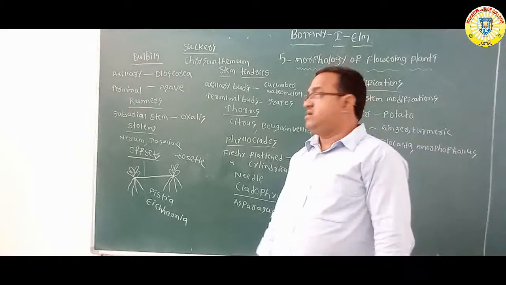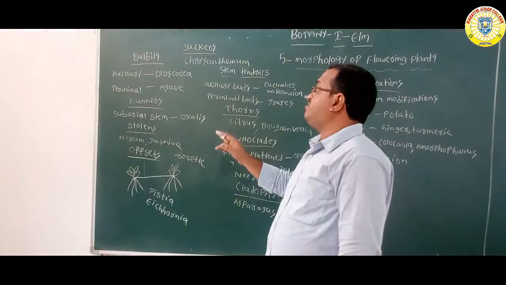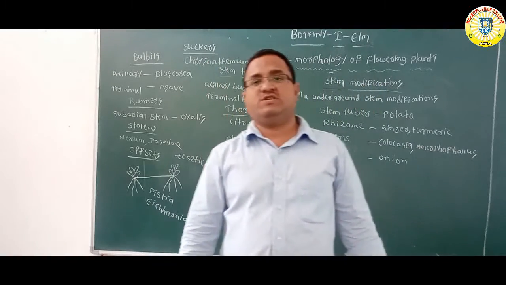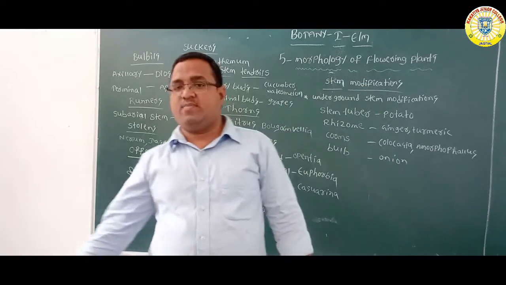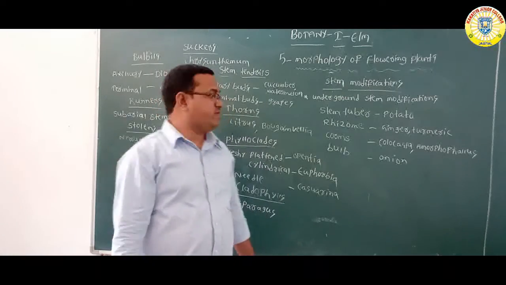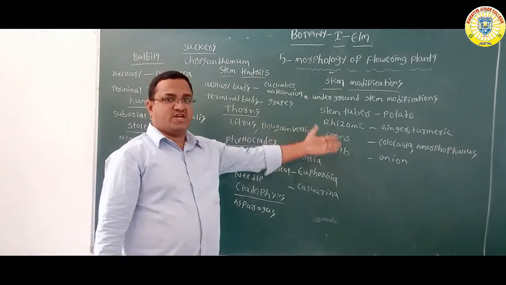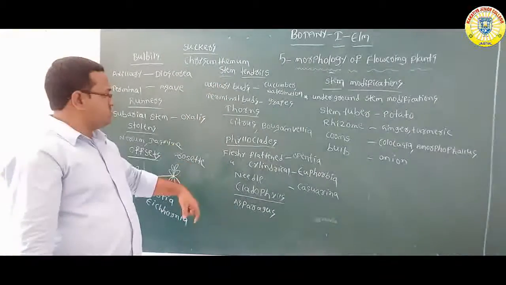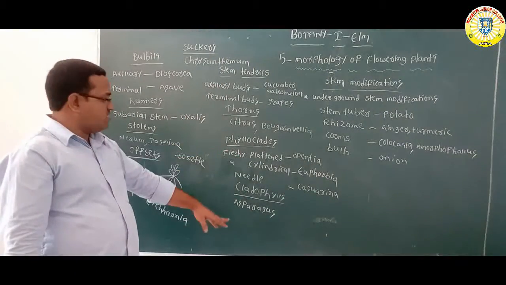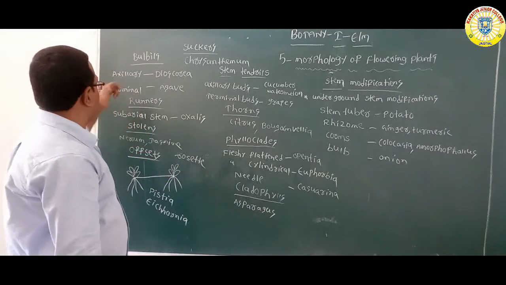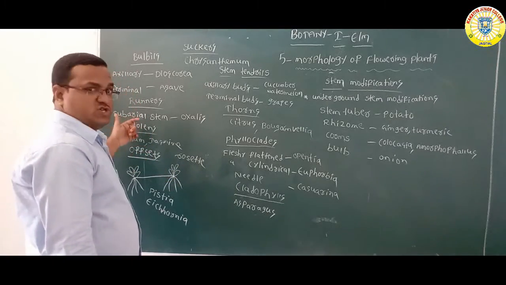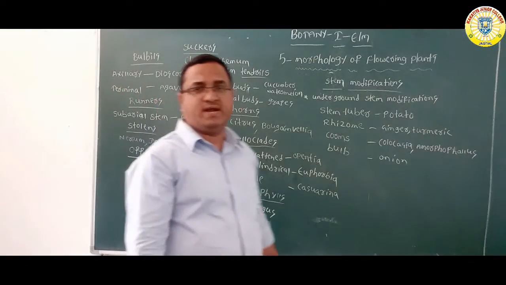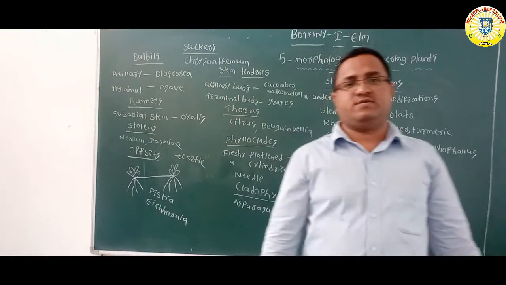So these runners, stolons, offsets and suckers are very useful in vegetative propagation. This is about the stem modifications: underground stems, tendrils, thorns, phyllocades, cladophylls, bulbils, runners, stolons, offsets, suckers. Which examples can you remember? These are very important stem modifications.